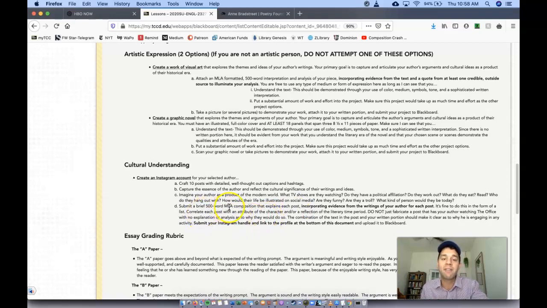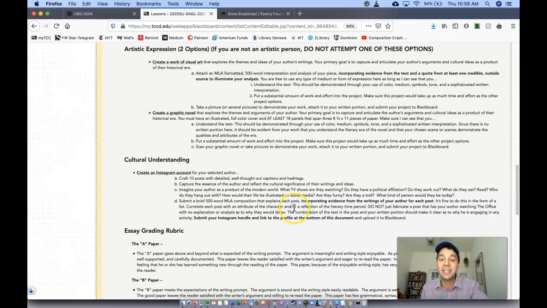And then submit a 500-word MLA composition that explains each post, incorporating evidence from the writings of the author for each post. So you've got to go back through those texts and maybe find other texts, find the words of those authors. It's fine to do this in the form of a list. Correlate each post with an attribute of the character, particularly the author, or reflection of the literary time period. Do not just fabricate a post that has your author watching The Office with no explanation or analysis as to why they would do so.